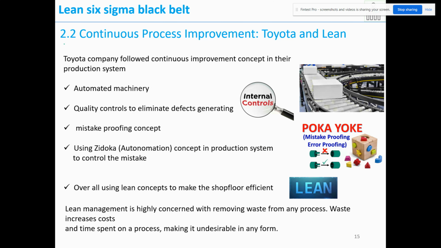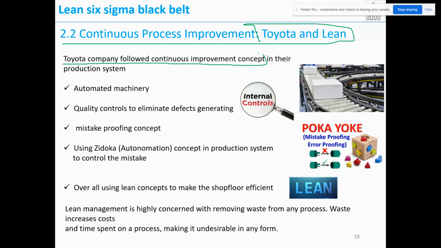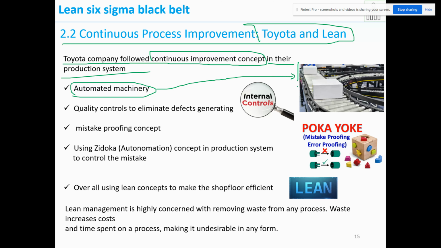Then coming to continuous process improvement, Toyota and Lean. Toyota used lean methodologies. So let us see what they did differently to improve their process. Toyota company followed the continuous improvement concept in their production system. The first one is automated machineries. They used automation and semi-automation, like conveyors moving the parts. What happens when you use automated machineries? The consistency of the particular activity stays the same and there is no variation. So these are the key factors that Toyota has implemented in their company.